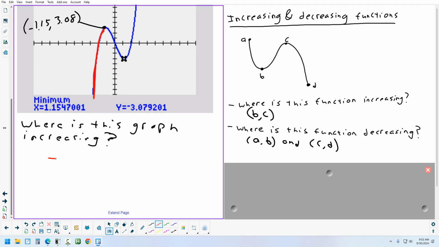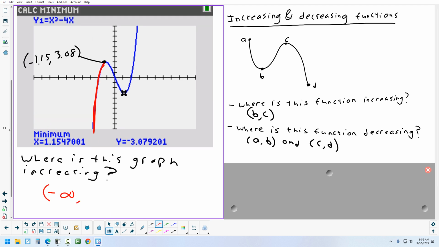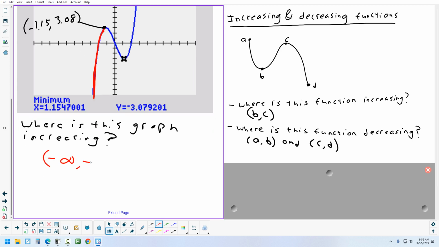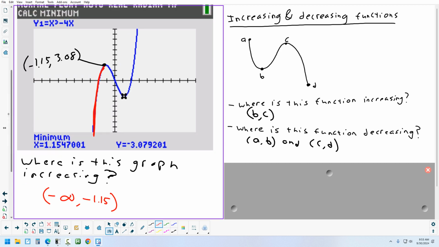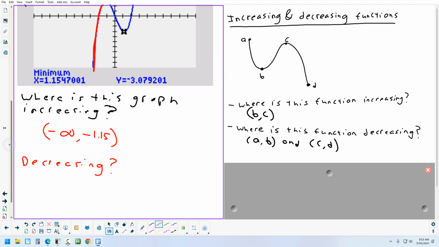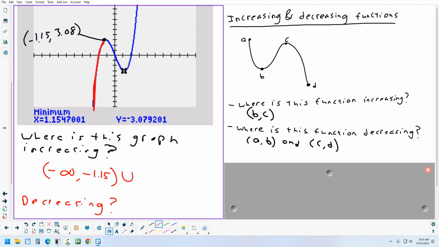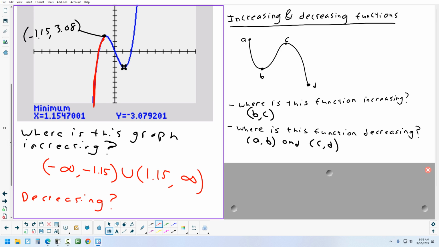How would you describe this interval from here to here? Negative infinity to negative 1.15. Yep. When you describe that interval, just like we always describe intervals, you use the x's. So it's increasing over those numbers. And I'm just going to write decreasing. Oh, sorry, there is one more increasing. Where's the other one? It's right there, which is 1.15 to infinity. And where is that graph decreasing? Negative 1.15 to 1.15. Yep, exactly.